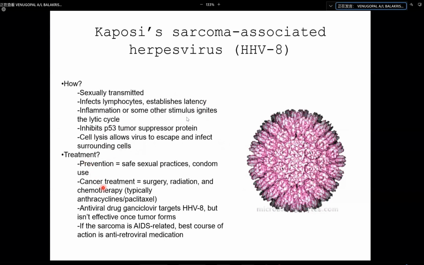So prevention: safe sexual practice. Cancer treatment is surgery, radiation, and chemotherapy. For antiviral drug, we have ganciclovir, which targets HHV-8, but isn't effective once a tumor has formed. Okay, you see, once the tumor has formed, it isn't effective. So you must make sure that the tumor is detected at a very early stage so it can be treated. If the sarcoma is AIDS-related, the best course of action is antiretroviral medication.